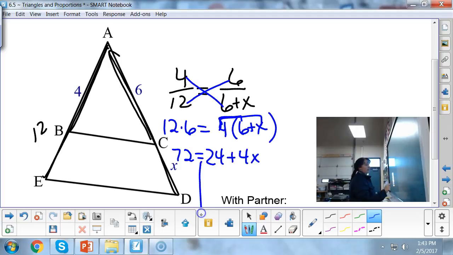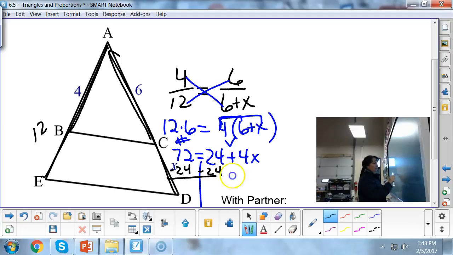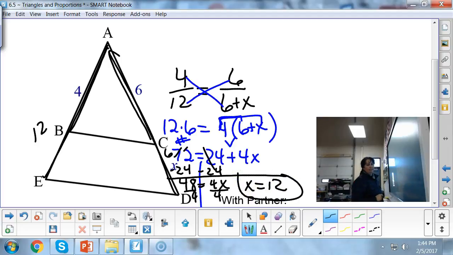Same thing. I'm going to variable side, number side. I'm going to undo this equation. I'm going to minus 24 and then divide by 4. So minus 24, and I get 48 is equal to 4x or 4 times x. So I'm going to divide by 4, divide by 4, and I get x equals 12.